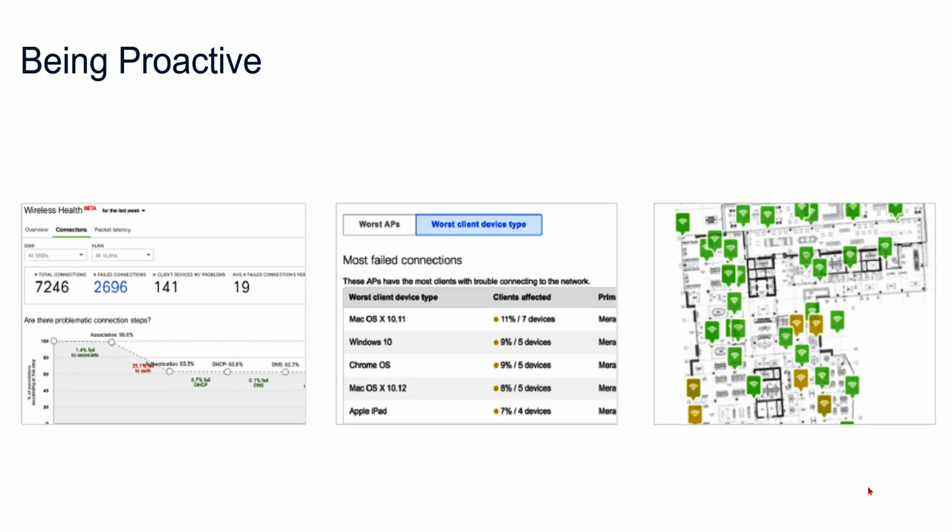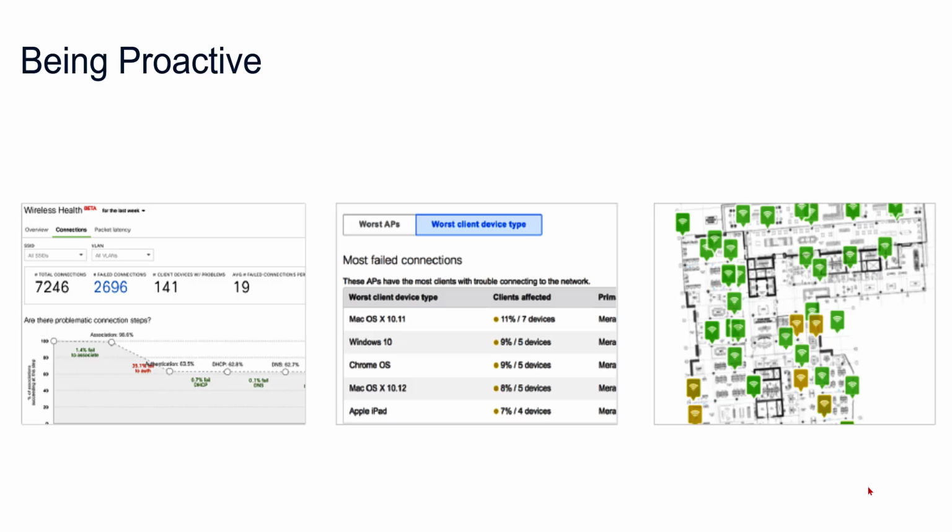We need to be proactive. Absolutely. And this again is related to wireless health analytics. This is where we move from troubleshooting to engineering that network ahead of the problem.